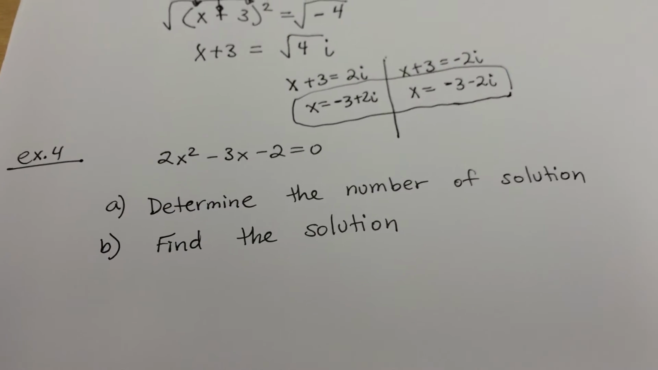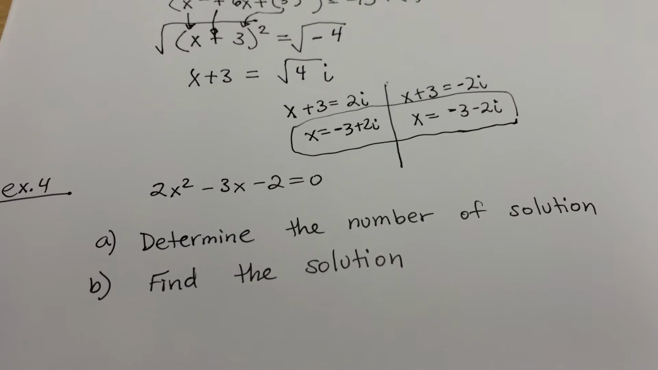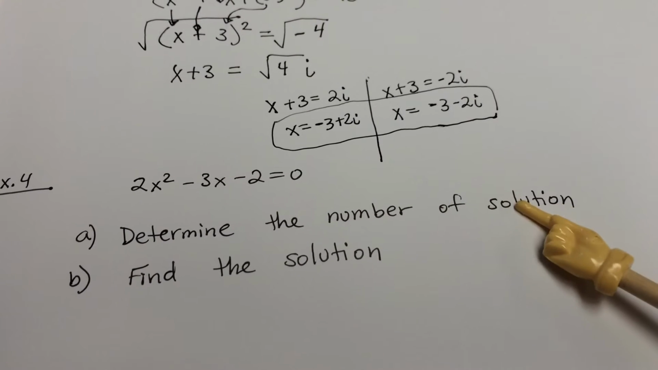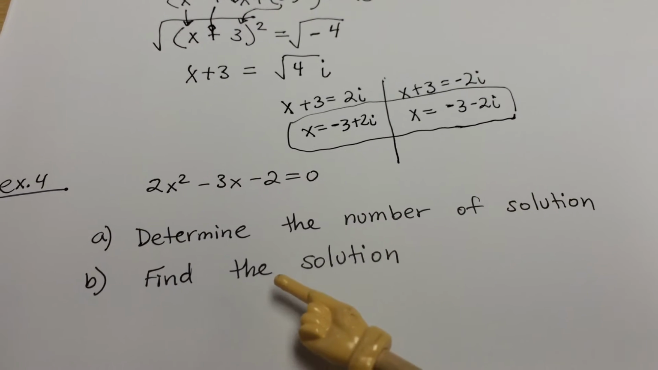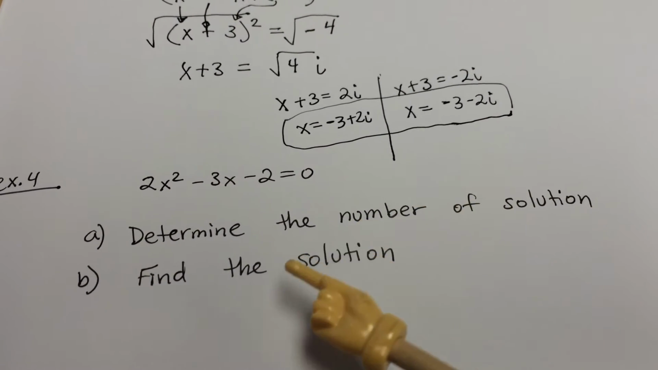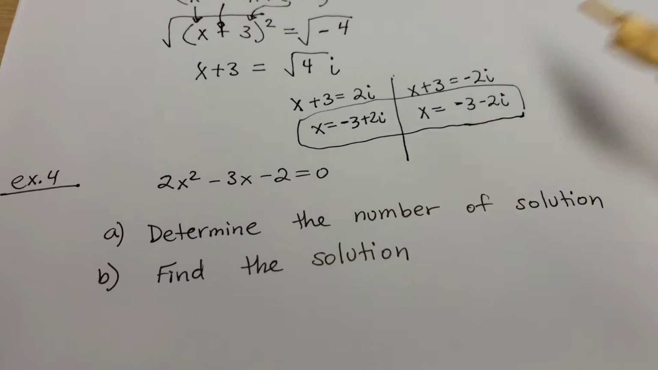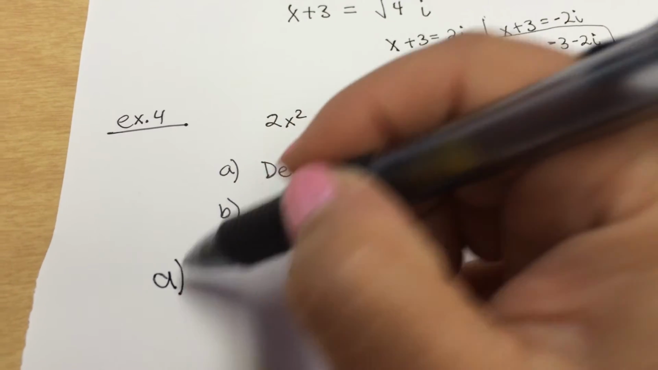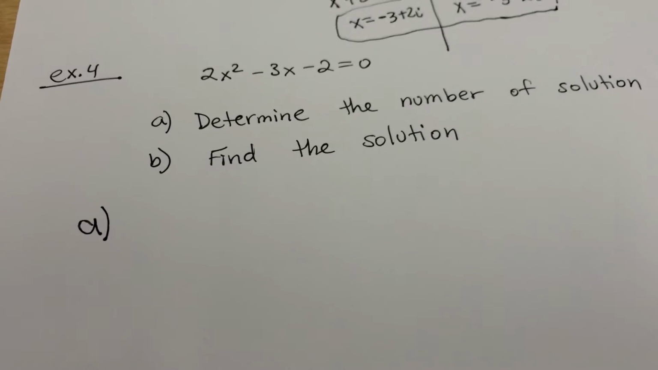So example 4, this one is going to give us, again, a quadratic equation. It's going to ask us to determine the number of solutions that we have, and then also if we have 2 real or 1 real solution, then we need to find those solutions right there. Okay? So let's go ahead and do A. So this is the discriminant part of it. If you remember on the notes, we talked about the discriminant.